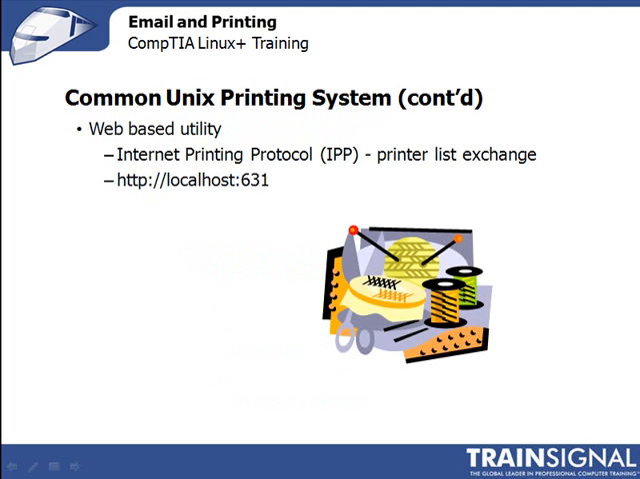And again, though you can edit the configuration files to add printers, the preferred method is to use the cups web-based configuration tool. This tool uses the Internet Printing Protocol, which allows network printers to exchange printer lists. And as the name suggests, you can access cups through a web browser. Let's go back to our terminal window and take a look at both our configuration files and cups.